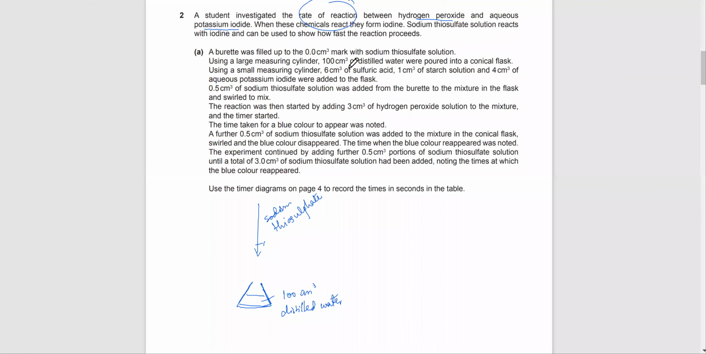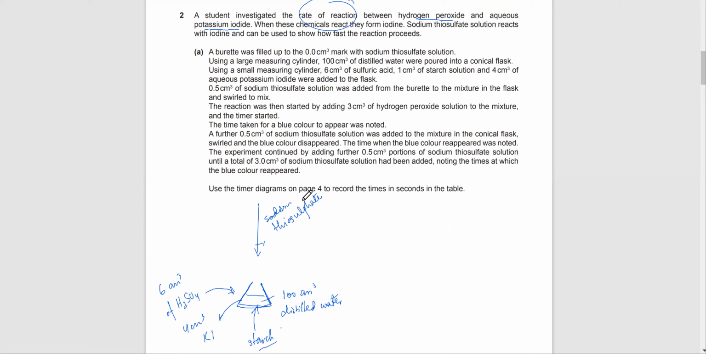Using a small measuring cylinder, 6 cm cube sulfuric acid was added to the conical flask. So now you've added 6 cm cube of H2SO4. And then 1 cm cube of starch solution and 4 cm cube of potassium iodide were added to the flask. So 4 cm cube of potassium iodide, which is KI, and 1 cm cube of starch is also added. Remember, starch is a test for iodine. If you take biology, remember this: starch is used to test for the presence of iodine.